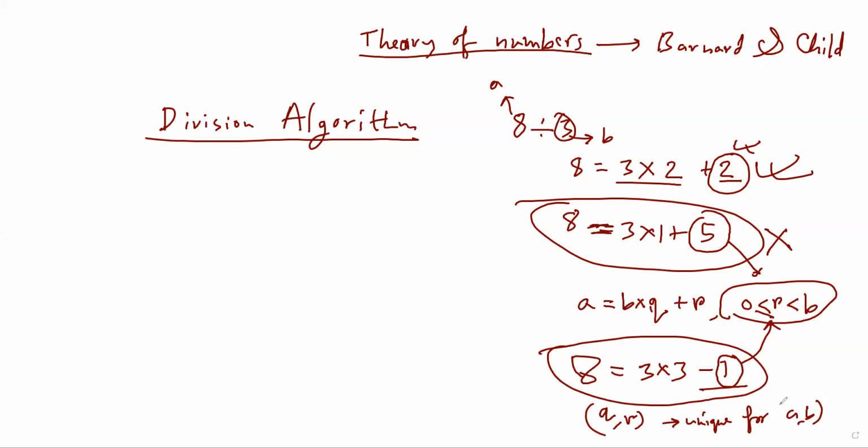for any pair a and b. You can see that, since we are rejecting these cases, the condition on r actually means that we can get a unique pair of q and r for every a, b. And the fact that we can get a unique pair of q and r for every a, b is actually called the division algorithm. So the formal statement goes like this.